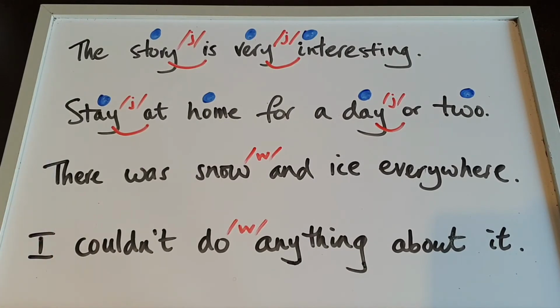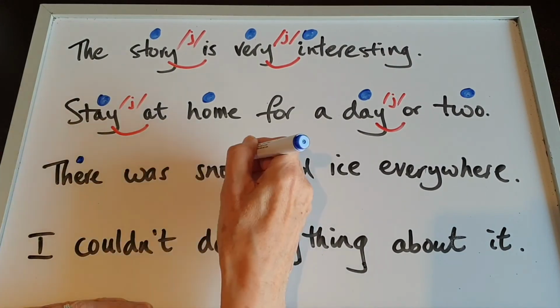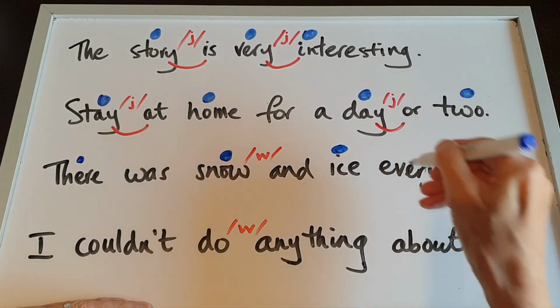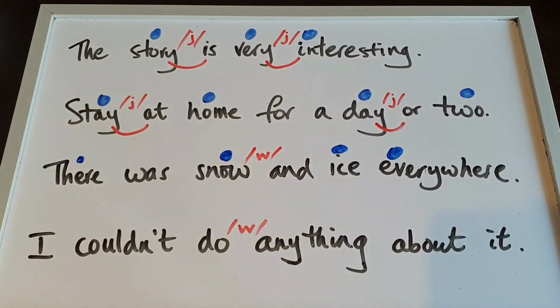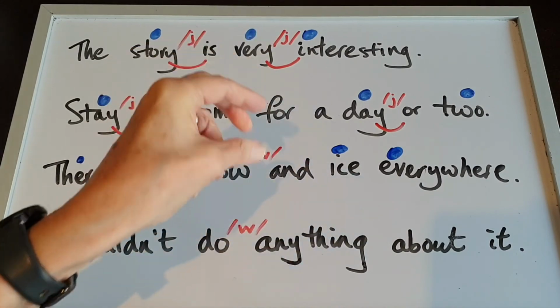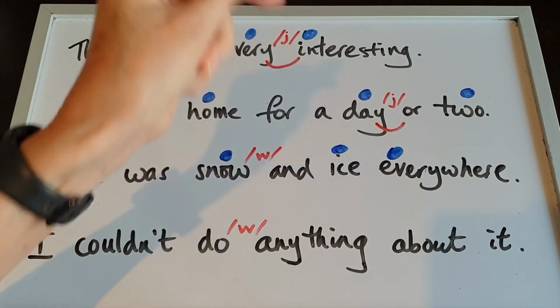Look at number 3. Which words are stressed? There was snow and ice everywhere. Possibly here, there, but definitely here. Snow and ice everywhere. There was snow and ice everywhere. Snow, ice, everywhere. There was snow and ice everywhere.